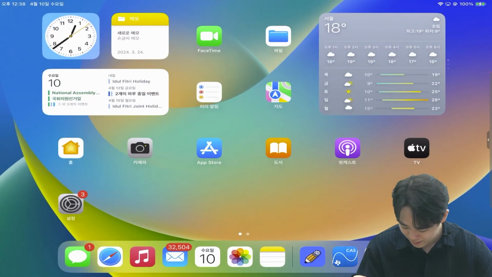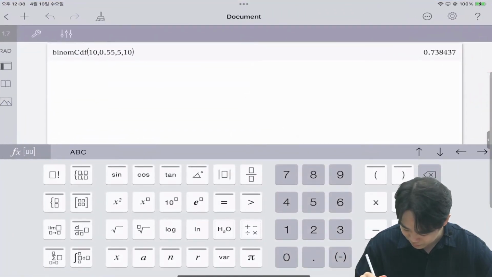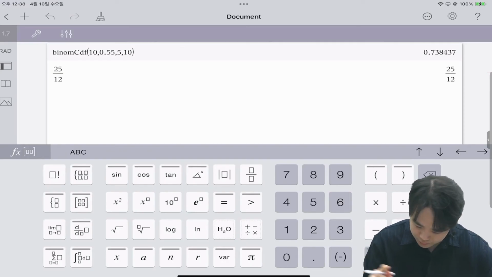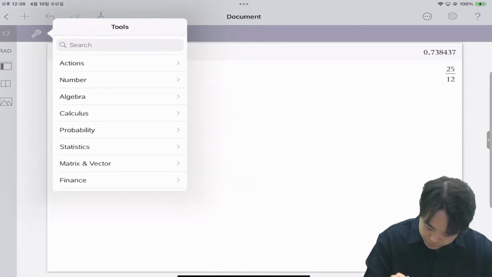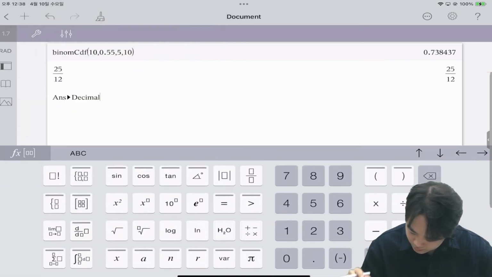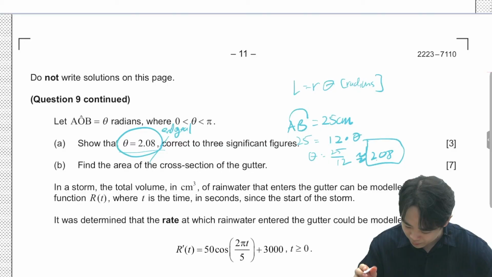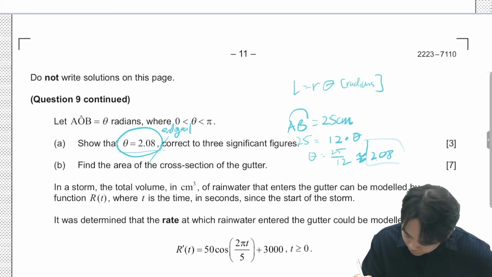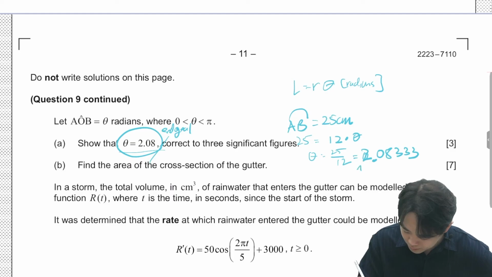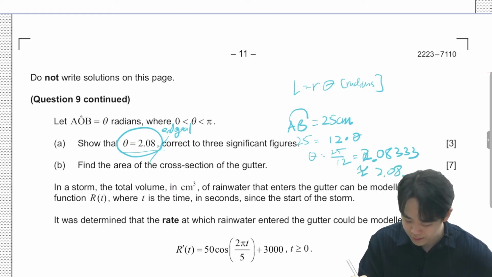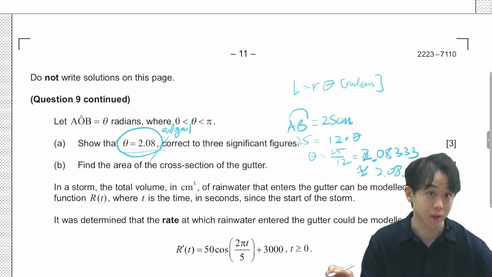We might want to just go to the calculator to do 25 divided by 12. Convert to decimals. Right, so 2.08333. So you might want to write this is 2.08333, which is roughly 2.08. Hence, we show that theta is 2.08.